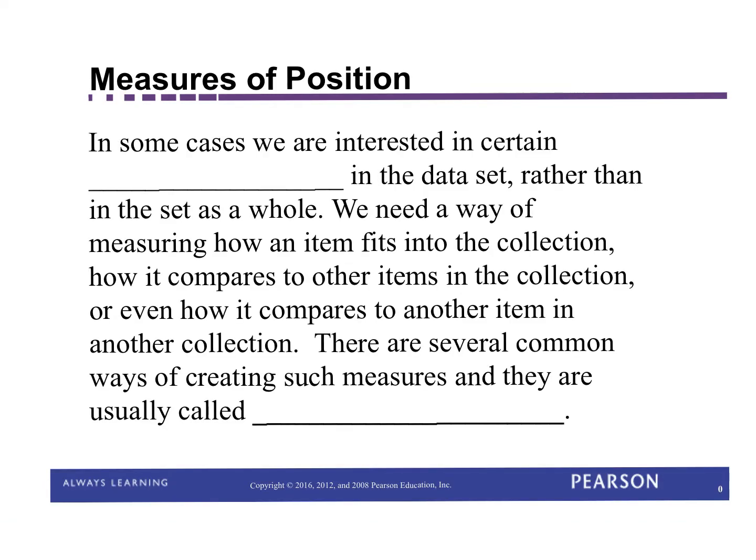In some cases, we're interested in certain individual items in a data set rather than in the set as a whole. We need a way of measuring how an item fits into the collection, how it compares to other items in the collection, or even how it compares to another item in another collection. There are several common ways of creating such measures, and they're usually called measures of position.